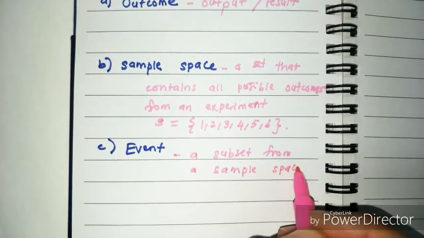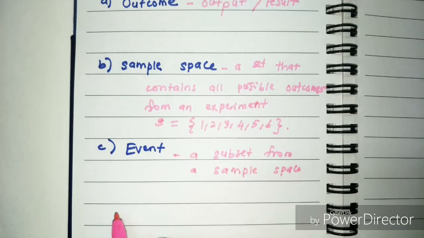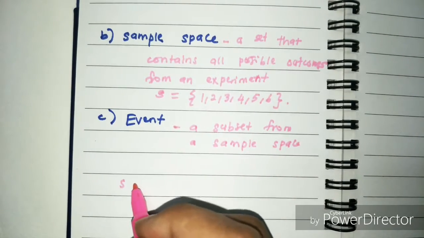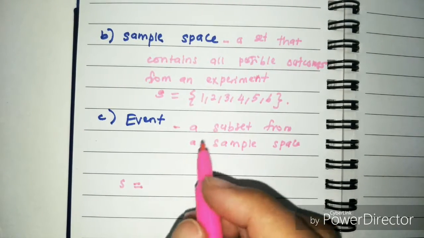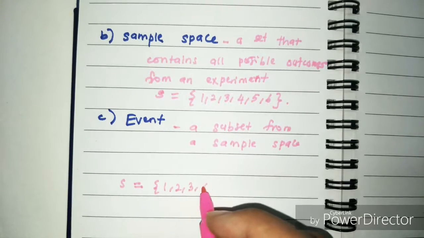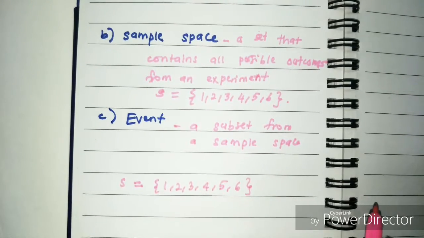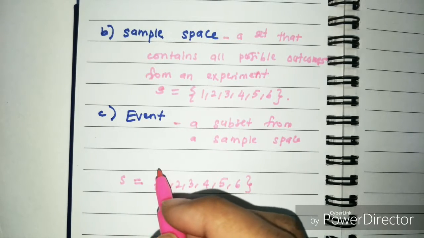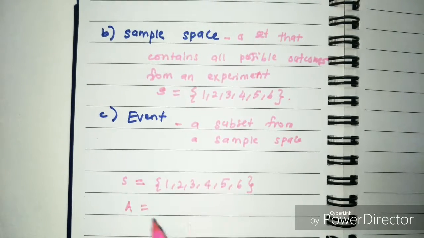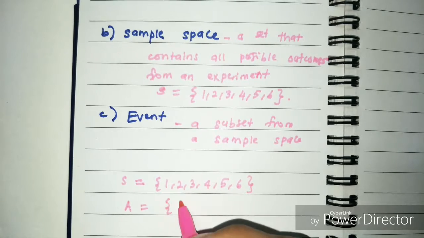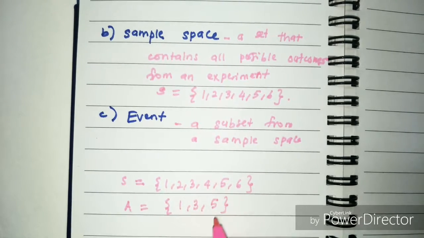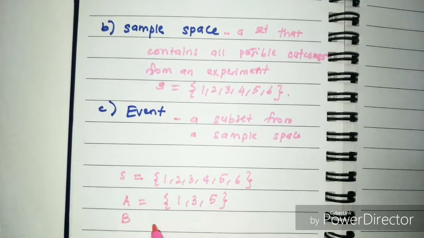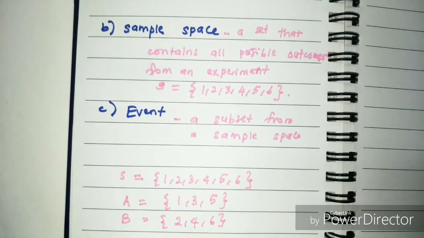Using the previous example of the sample space for tossing a die, if event A is defined as getting an odd number from tossing a die, then A is equal to 1, 3, and 5, which is a subset of the sample space 1, 2, 3, 4, 5, and 6. And event B is defined as getting an even number from tossing a die.